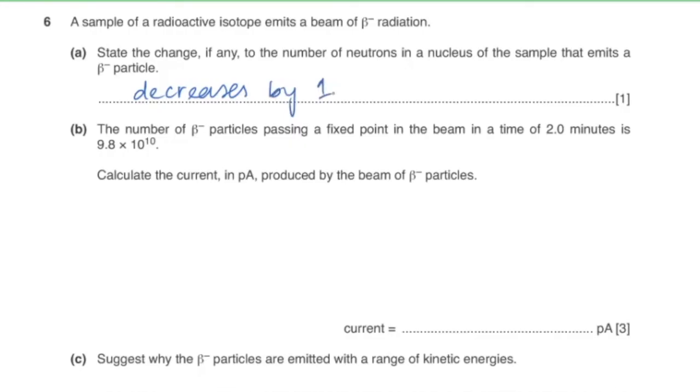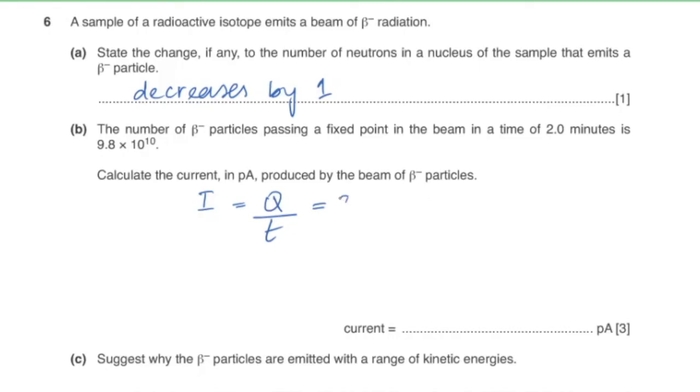For B, the number of beta minus particles passing a fixed point in the beam in a time of 2 minutes is 9.8 times 10 to the power of 10. Calculate the current in picoamperes produced by the beam of beta minus particles. So current is equal to charge divided by time. The amount of charge is going to be the number of beta minus particles times the charge of each beta minus particle, which is 1.6 times 10 to the power of negative 19, divided by the time.